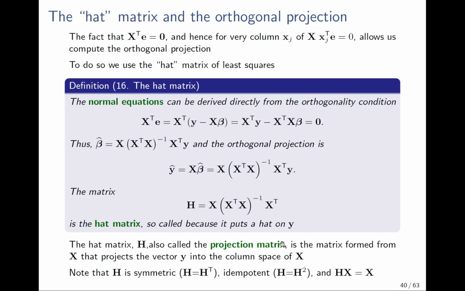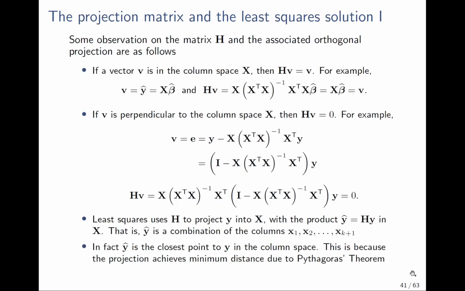We also call it the projection matrix for the obvious reason that it is a matrix formed from X that projects the vector y into the column space of X, and it has some important properties. It's symmetric, it's idempotent, and if we multiply X by H, then we get back X. So this is quite an interesting way of looking at least squares. As I said, no calculus, and yet we've derived the least squares estimate, and we've been able to look at what the fitted values are.